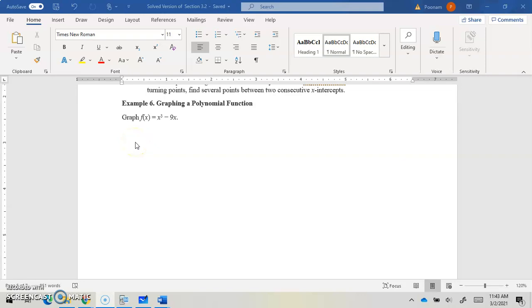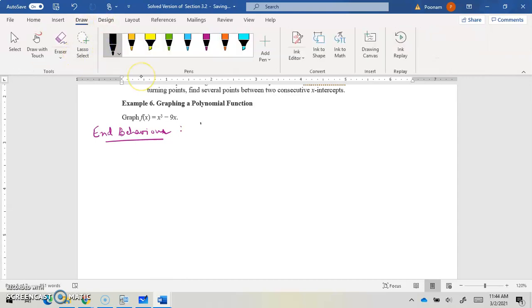So let's use all these steps to graph this function. The first point is to check end behavior. Now we see that the function is x cubed minus 9x. So the leading term is x cubed. The coefficient is 1, which is positive, right? And the degree is odd. So let's see what happens in the graph, right?